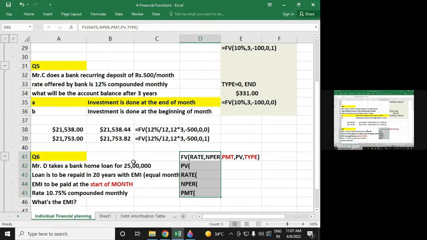So try question number 6. Theory for time value of money is over. इतना ही थियोरी चाहिए हमें. जो भी थियोरी चाहिए था वो पहले हमने देख लिया है.